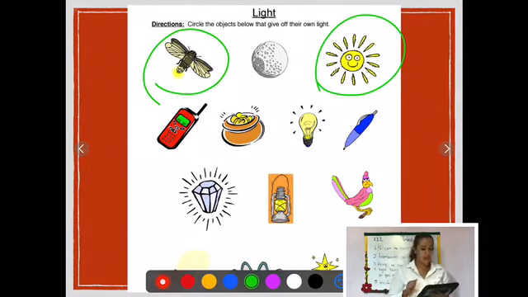The sun gets its own light? Yes, it does. A cell phone, does it get its own light? No, you need energy to turn it on. Coins get their own light? No, you need electricity or a light bulb to light them up. A light bulb gets its own light? No, very good. A light bulb needs electricity as well. A pen gets its own light? In its batteries, maybe. Okay, so no. A diamond?